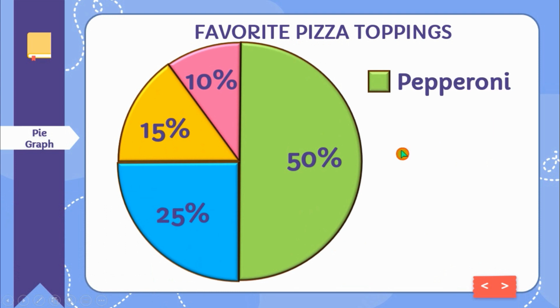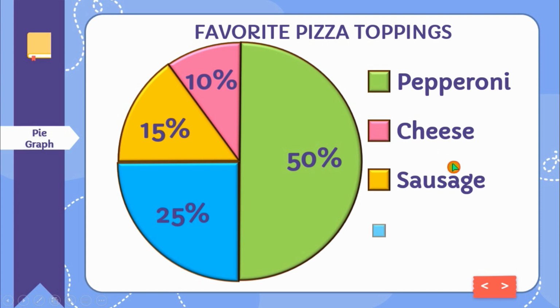The green one is for pepperoni. You may use any other color. And then, we have the pink one for cheese. Orange is for sausage. And then, blue for supreme. Okay. So, there. That's already our pie chart.